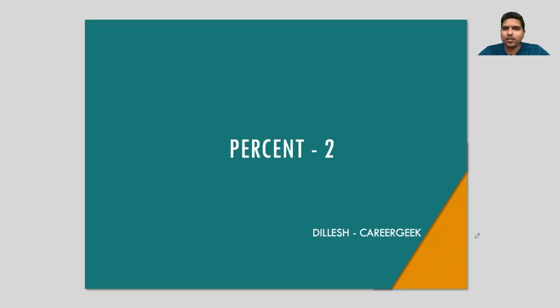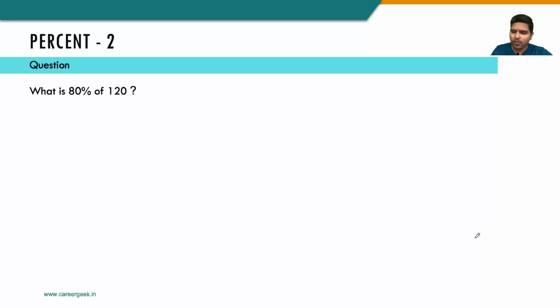Hi. In the first session of percentage, we saw how to convert percentages to fractions or decimals and vice versa. In this second part of percent, we'll see how to calculate percentage increase, percentage decrease, and percentage of some number. Okay. So we all know how to solve, let's say, 80% of 120.